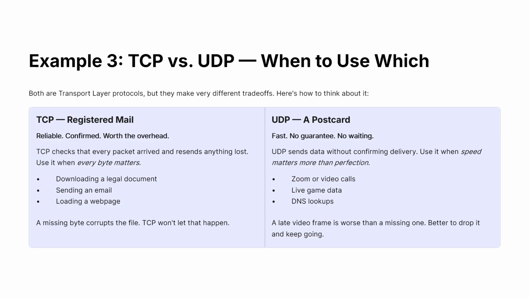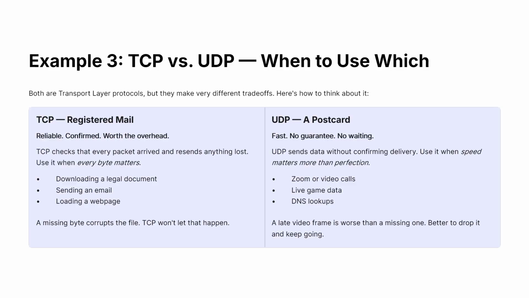Now, let's say you're on a Zoom call. A video frame that arrives late is worse than useless. It messes up the real-time flow. Better to just drop it and keep going. So video calls use UDP. No waiting for resends. Just keep the data flowing.